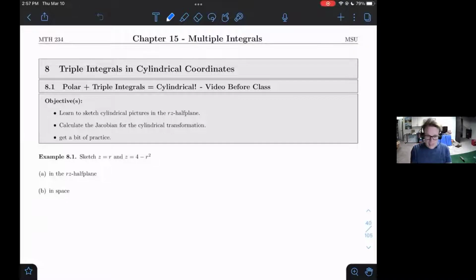If you need any refresher about what cylindrical coordinates are, I recommend that you go back around chapter 13 or so when we first introduced these. In this video, we're going to progress a little beyond just sketching particular points. We're going to learn how to sketch cylindrical pictures in the RZ half plane. We will calculate the Jacobian for cylindrical transformations, and we'll get a little practice actually evaluating a triple integral in cylindrical coordinates. So that's our main goals here.